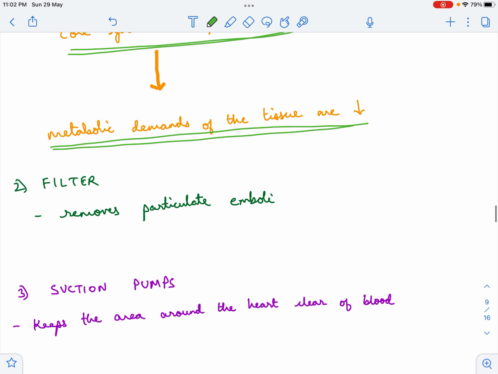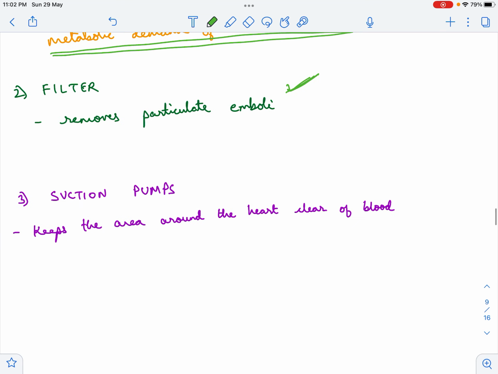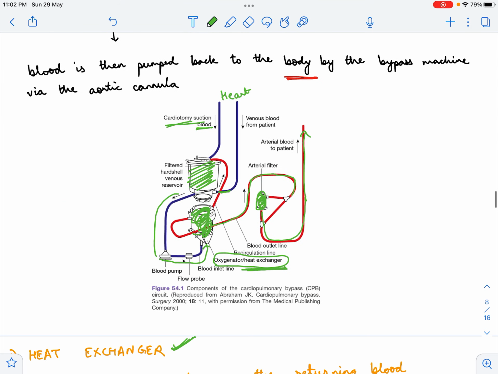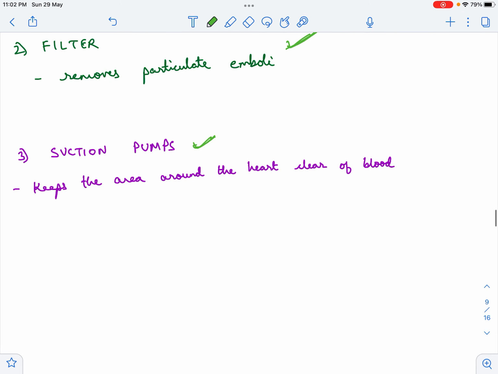Secondly, you are using a filter. This filter is going to remove any particulate emboli. Any small particles of emboli which are forming are going to be removed before they enter the circulation. Third, there is also something called a suction pump, the cardiotomy suction which I mentioned over here. This cardiotomy suction blood keeps the area around the heart clear of blood to improve your vision.